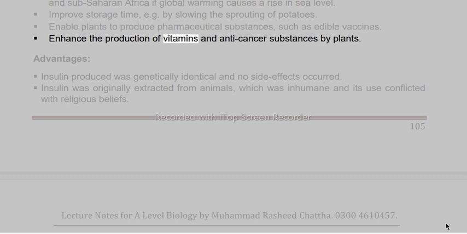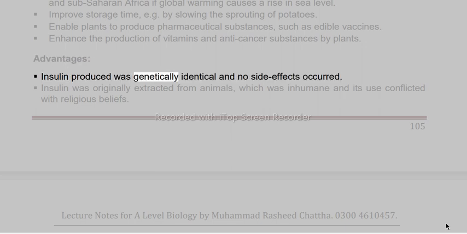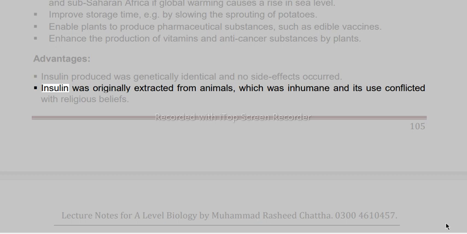Enhance the production of vitamins and anti-cancer substances by plants. Advantages. Insulin produced was genetically identical and no side effects occurred. Insulin was originally extracted from animals, which was inhumane, and its use conflicted with religious beliefs.